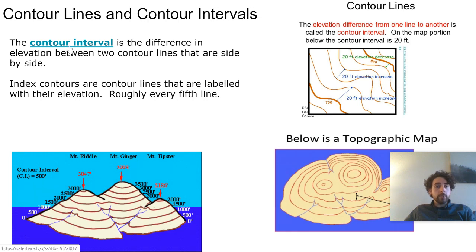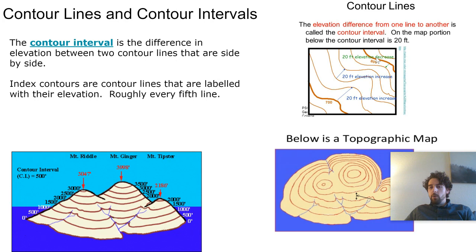Anyways, a contour interval is the difference in elevation between two contour lines that are side by side. Basically, on this picture here, you can see this line is 700 feet above sea level. From this line to the next is 20 feet. And then to the next one is 20 more feet, 20 more, etc. So this would be 700 feet, then 720, then 740, 760, 780, and then 800.